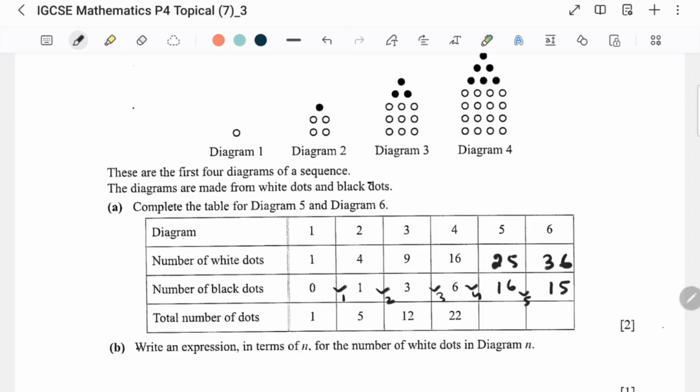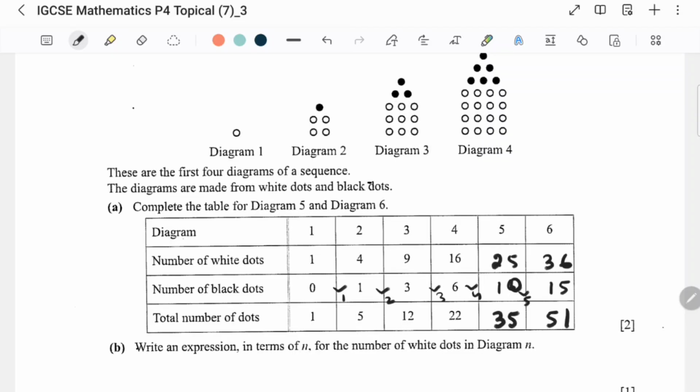Now number of dots is the sum of these. So 1, 5, 12 and then 22, and then 25 plus 10 is equal to 35. Okay, so this was looking like 16, but it's 10. 25 and 10 will become 35, and 36 and 15 will become 51.